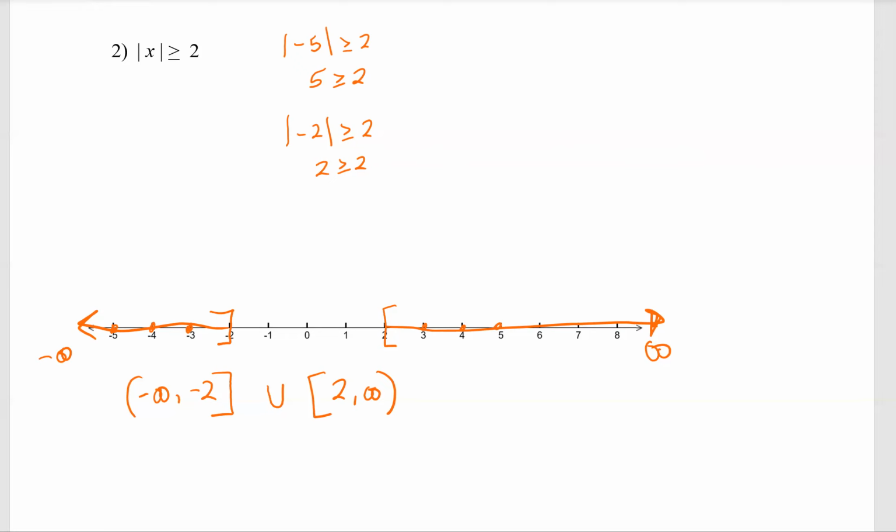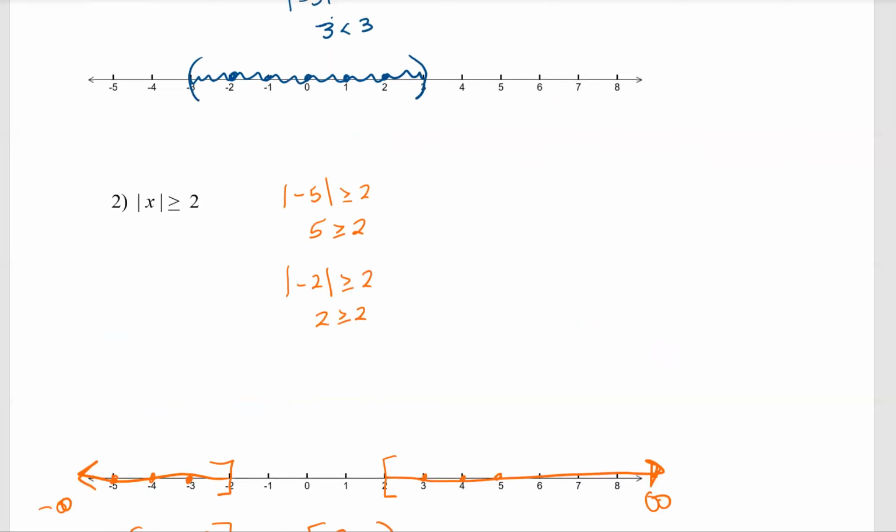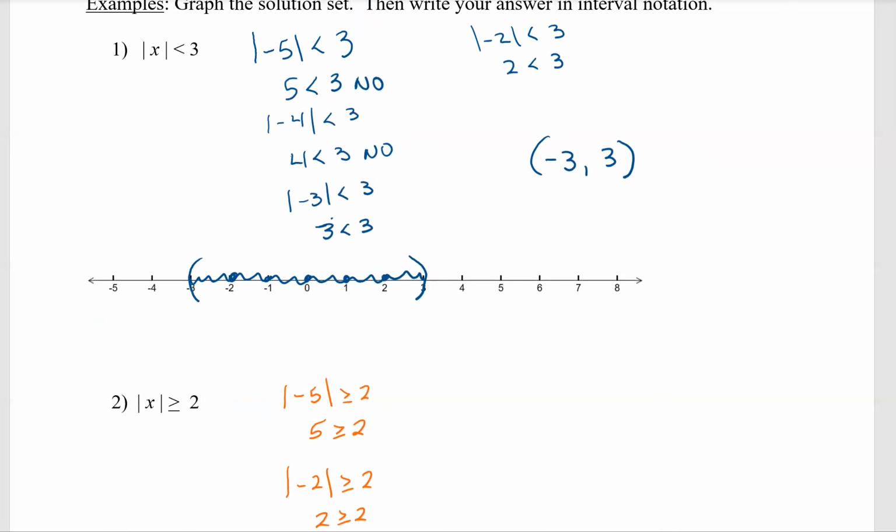Greater kind of sounds like an or, and the graph kind of looks like a graph of the compound word or. Number 1, we have the absolute value is less than, kind of sounds like an and, because we were shading in the values that were in between. Keep that in mind.